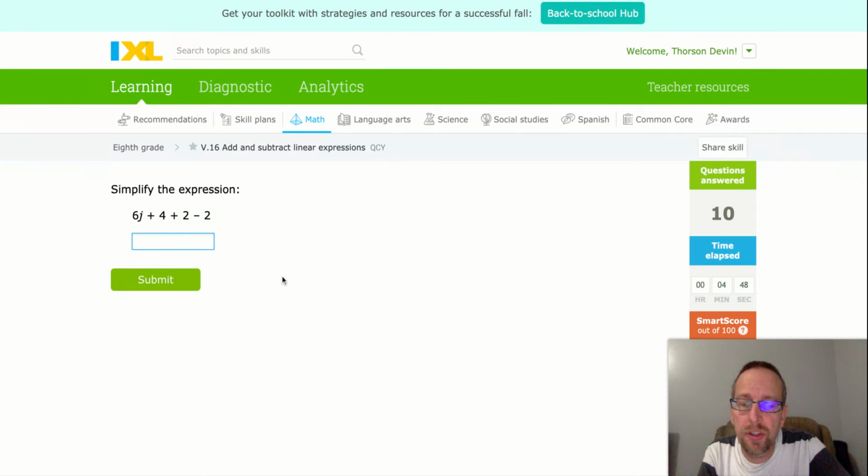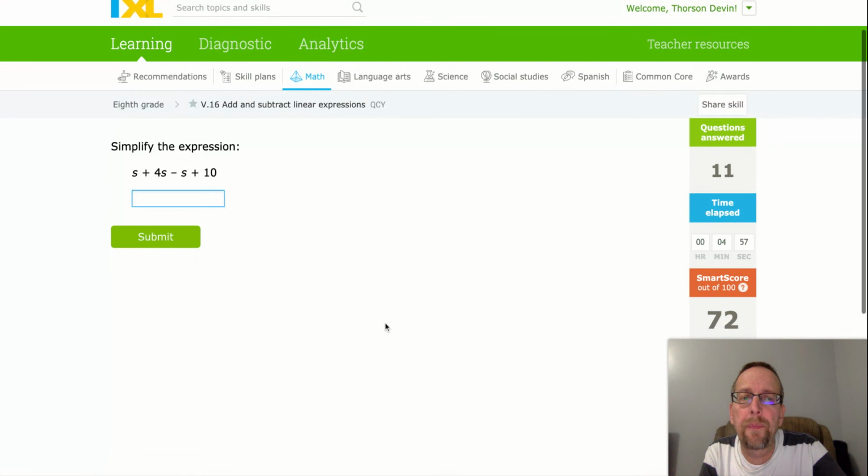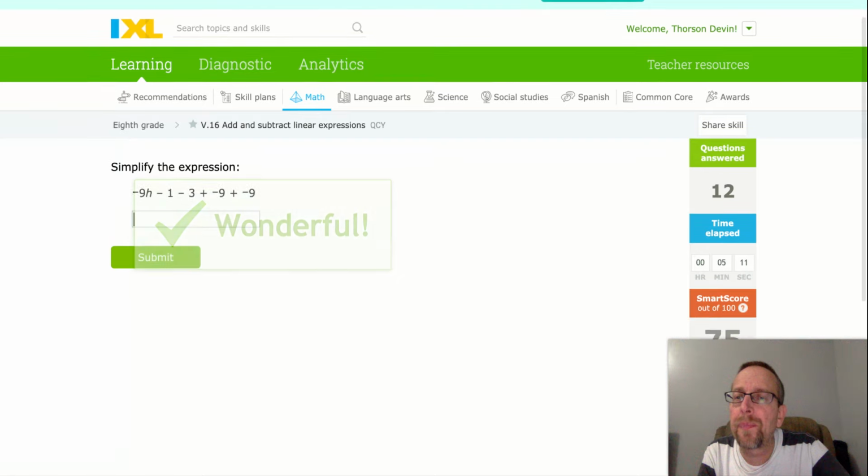Again, we only have one term with a j, that's the 6j. And then we have a 4 plus a 2 minus a 2. Well, the 2's cancel, so we're just left with the plus 4. Here we have s plus 4s minus s. So I like to just think of this s and this s cancel, leaving the 4s. And then there's the 10, that's a lone term by itself.